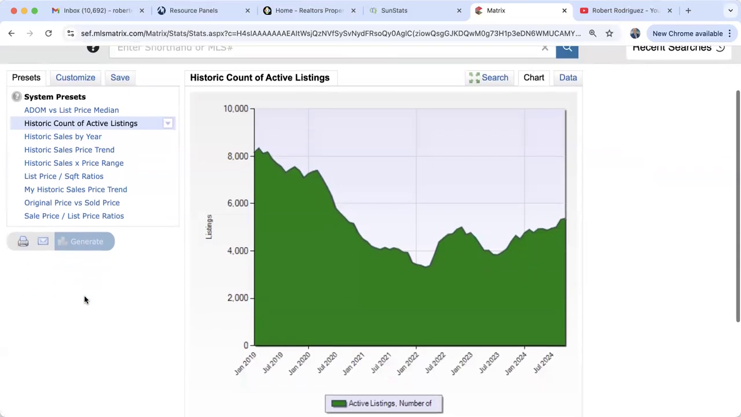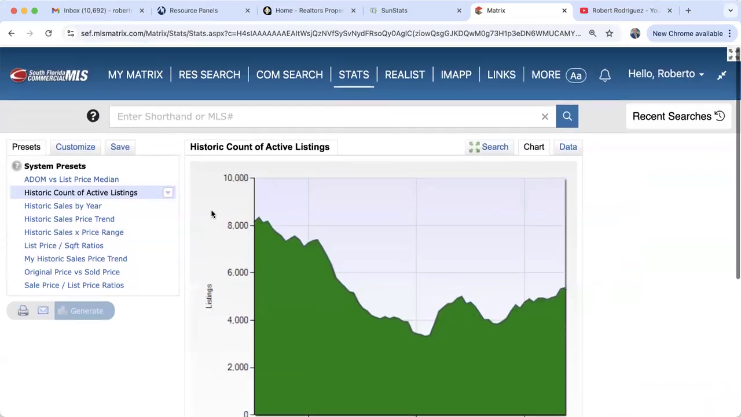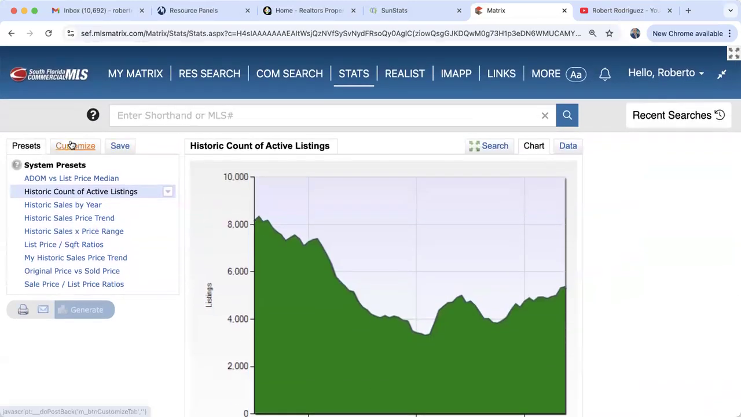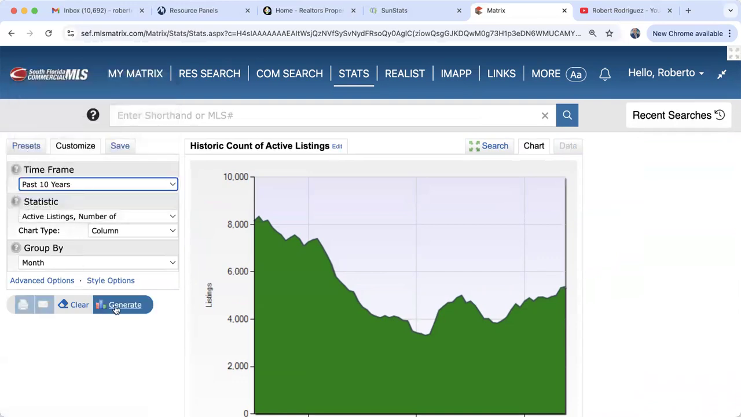All right, so we have here a chart and it is going back 5 years. So from 2024 through 2019. And then if you guys want to see 10 years, then you want to come here to customize and look at the time frame 10 years. It does not go back further than 10 years. The MLS only cuts you off at 10 years. So now you're going to see the chart going over the last 10 years, and you're going to see that once upon a time we had a lot of listings and now we don't.